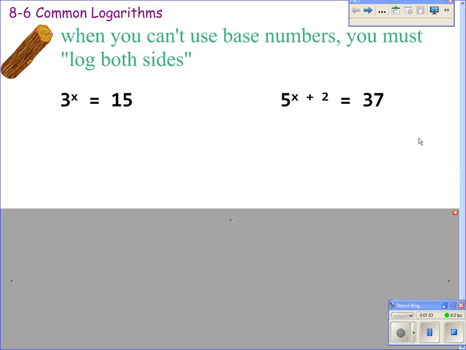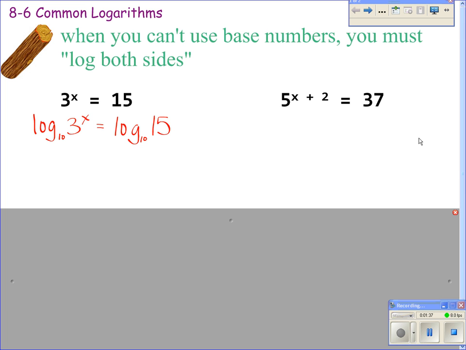So whenever you come across something like this where you can't use base numbers, what you're going to do is rewrite it with the word log in front of both sides. Okay, what this does is it allows us to solve this problem because, remember, when we're logging both sides, there's really a little 10 here. And here's where our calculators are finally going to come into play when using logarithms. So you'll want to get your calculators out as well.